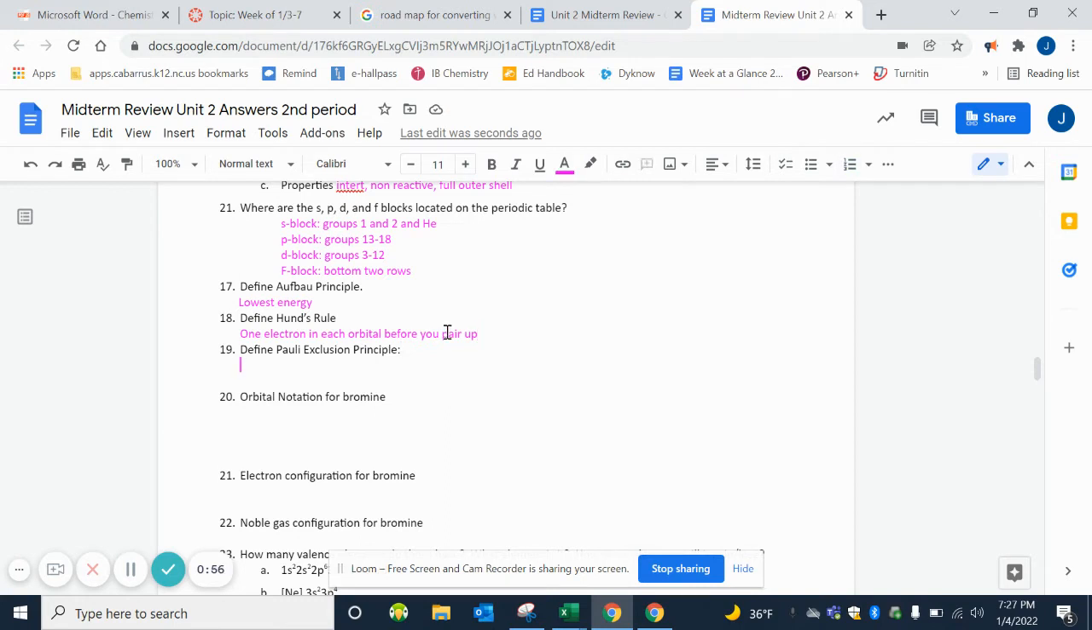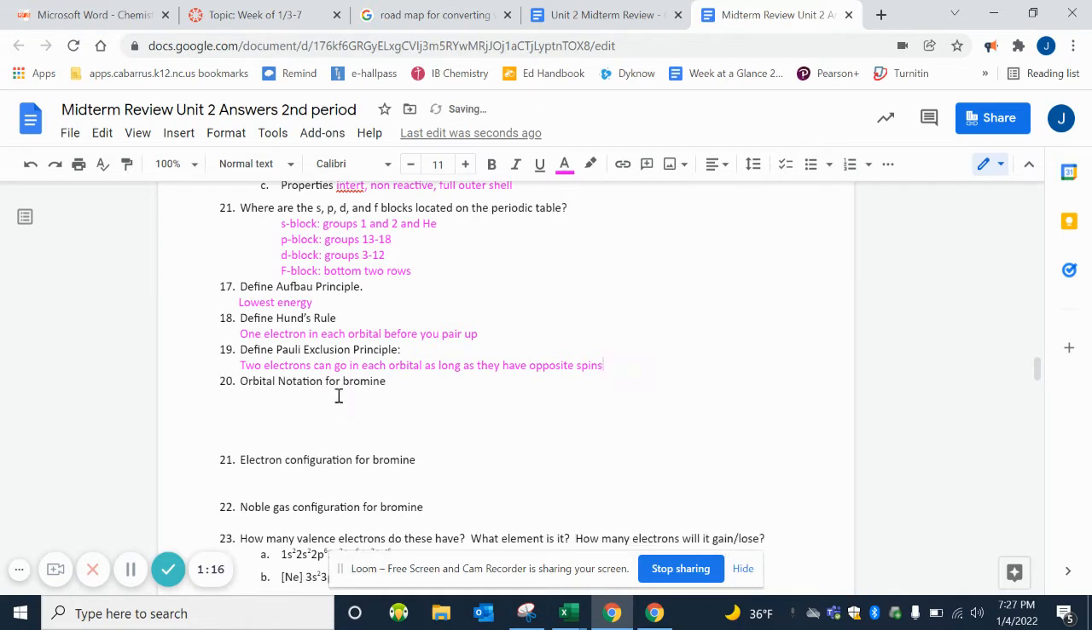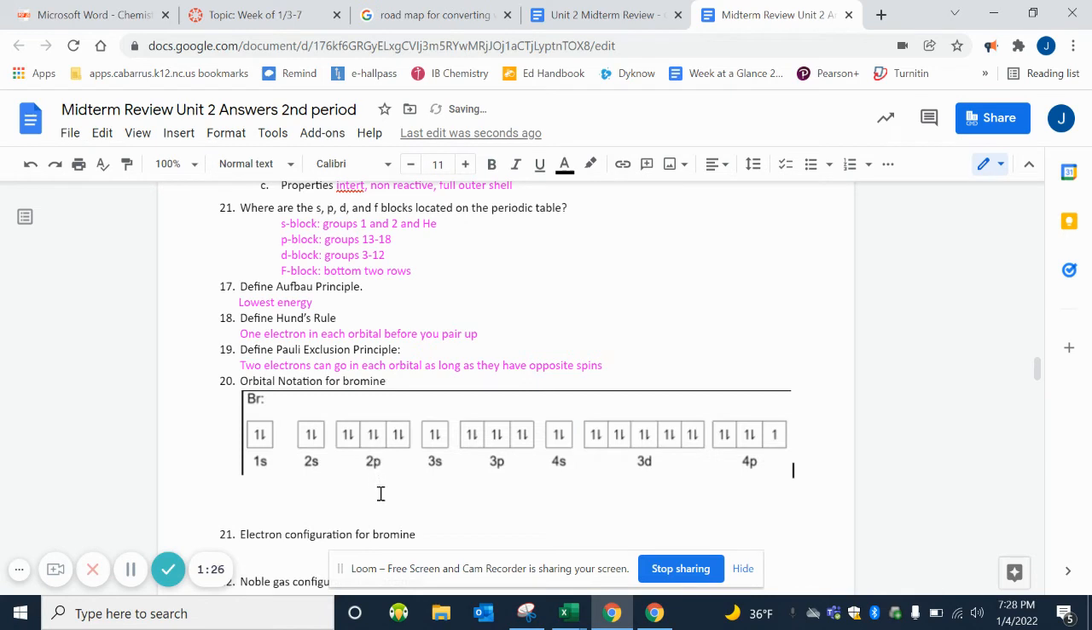Pauli exclusion principle says that 2 electrons can go in each orbital as long as they have opposite spins. But we show that by drawing one arrow up and one arrow down. Now, I can't really do orbital notation on the computer, but I can go ahead and show you that for bromine, the orbital notation would look like this, and then just some reminders.